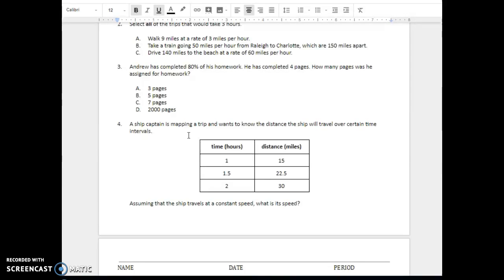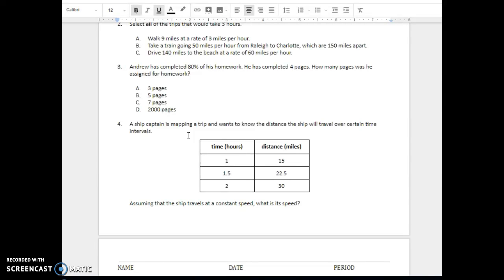Question 3. Andrew has completed 80% of his homework. He has completed 4 pages. How many pages was he assigned for homework? A. 3 pages, B. 5 pages, C. 7 pages, D. 2,000 pages.